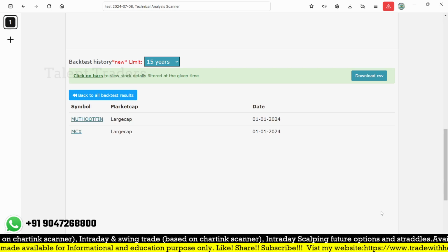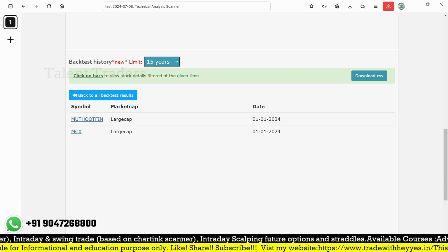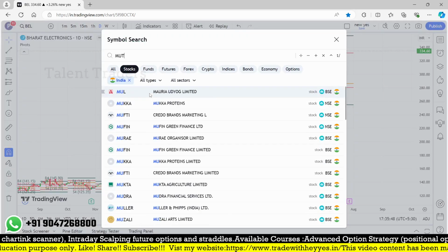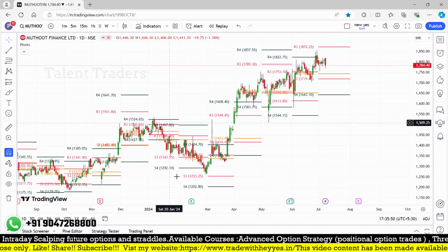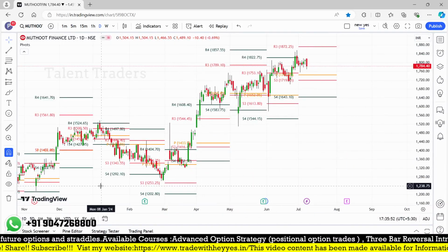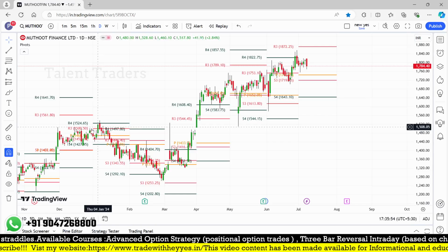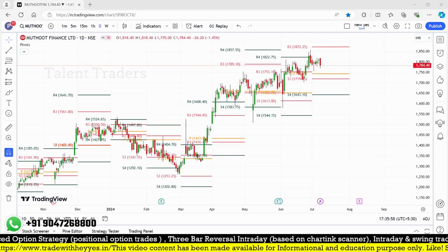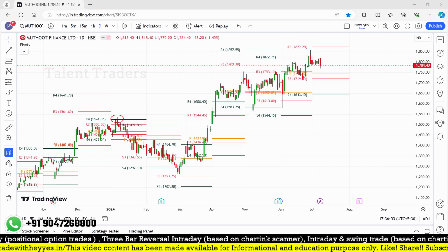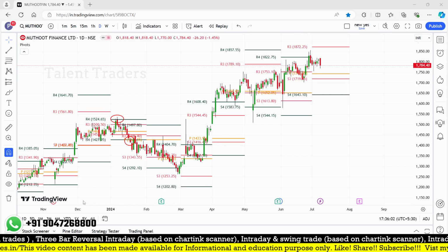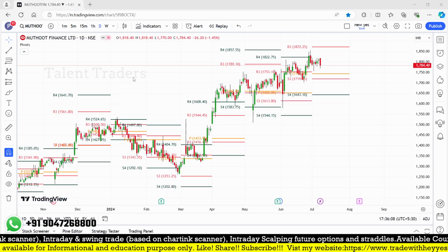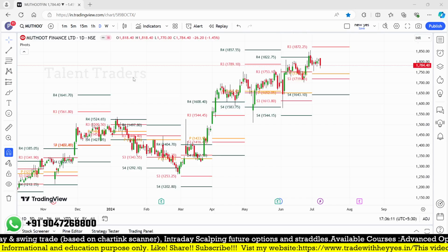And previously we have two stocks, Muthoot and MCX, in January. Let me go for Muthoot. Here is the January. This was a failure trade, so I hope you understood. It gave you the breakout, and it also triggered your stop loss, so it was not repaid. Okay, so in January two stocks, this one, Muthoot, is a failure, and another one is MCX.